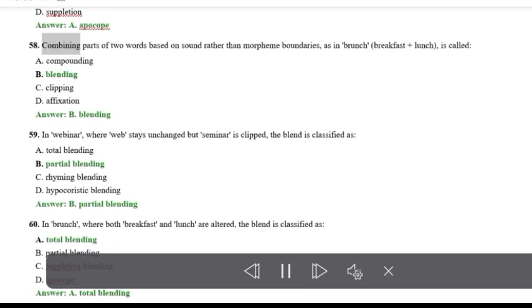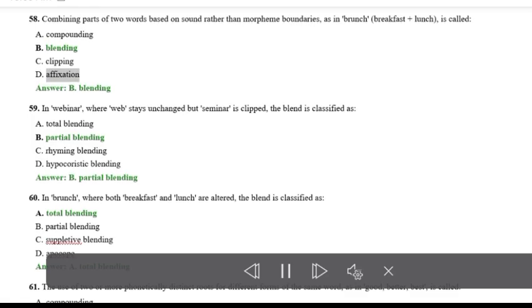58. Combining parts of two words based on sound rather than morpheme boundaries, as in brunch, breakfast plus lunch, is called A. Compounding. B. Blending. C. Clipping. D. Affixation. Answer, B. Blending.